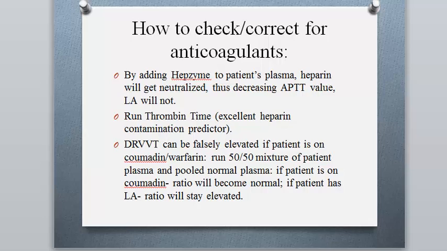Another test that can be falsely elevated is DRVT, and that's if the patient is given vitamin K antagonists. To correct for that, we can run a 50-50 mixture of patient plasma and pooled normal plasma. If the patient is on VKA, the ratio will become normal. And if the patient has LA, the ratio for DRVT will stay elevated.